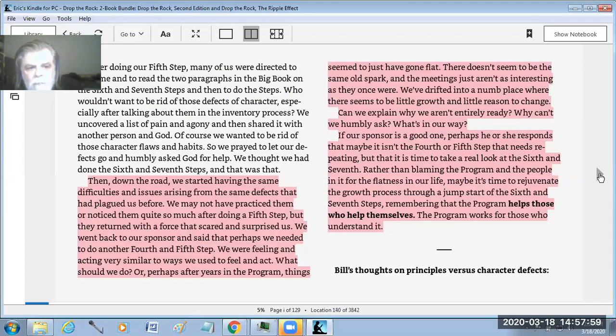Who wouldn't want to be rid of these defects of character, especially after talking about them in the inventory process? We uncovered a list of pain and agony, and then shared it with another person and God. Of course, we wanted to be rid of these character flaws and habits. So we prayed to let our defects go and humbly asked God for help. We thought we had done the 6 and 7 steps, and that was that. That was that, we thought.